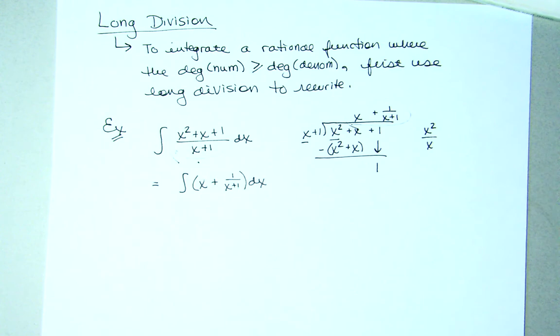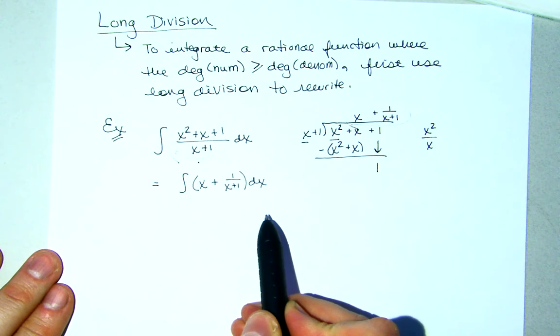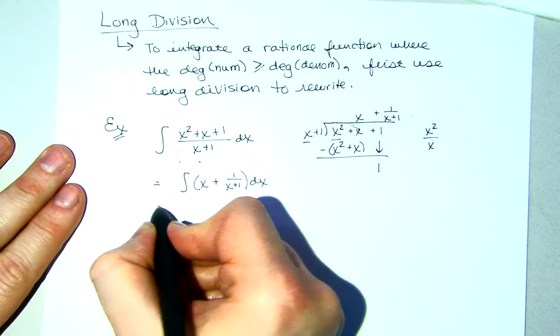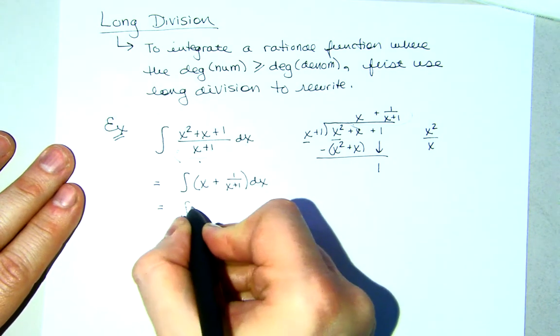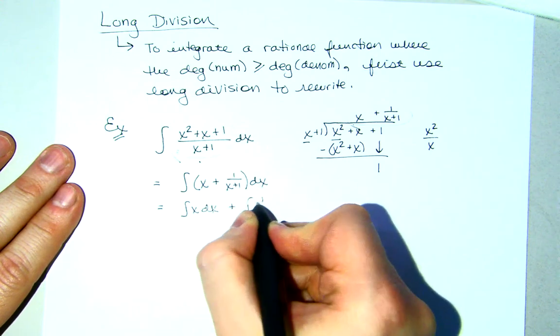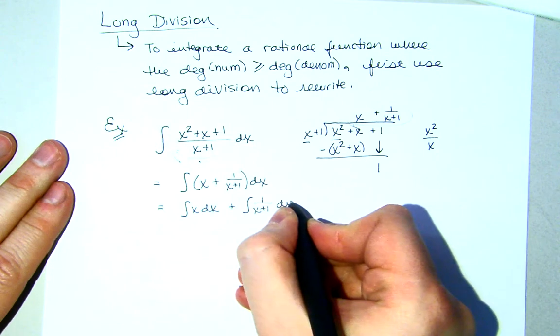And actually, x is easy. 1 over x plus 1, though, is going to need a u substitution. I really should do this as two separate integrals, because I'm going to handle them each a little differently. I'm going to say this is the integral of x dx plus the integral of 1 over x plus 1 dx, or dx over x plus 1. Either way means the same thing.